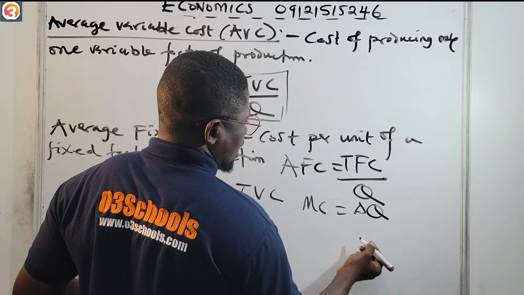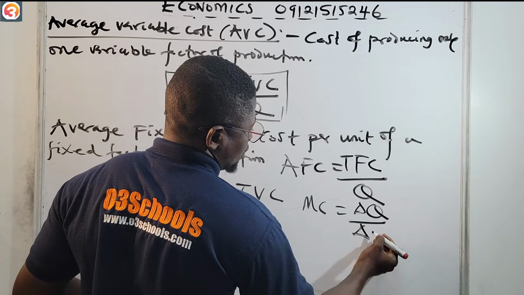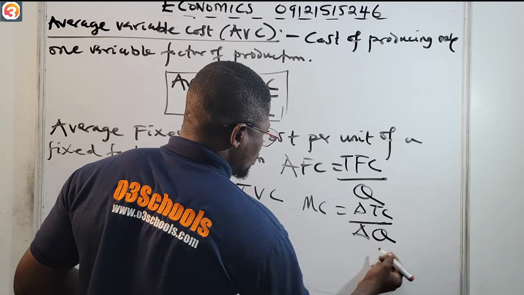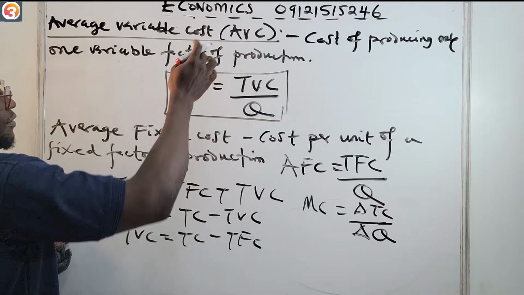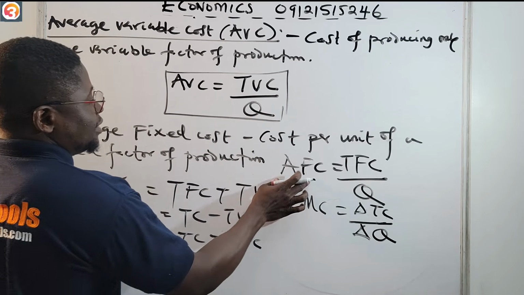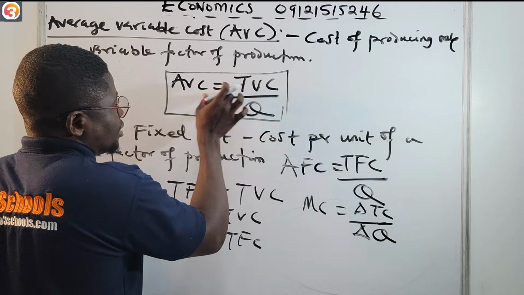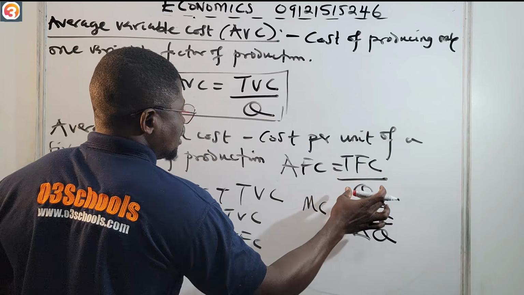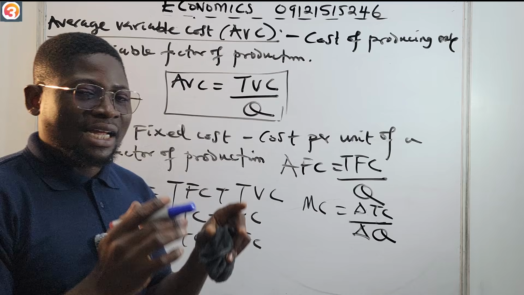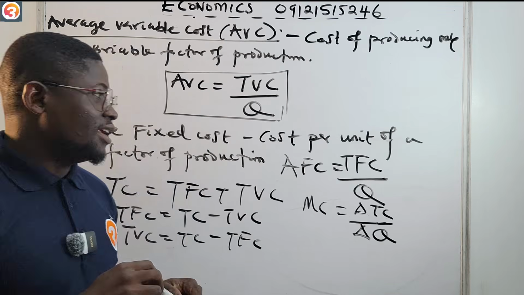We know that our marginal cost, MC, is change in total cost over change in Q. Then we have our average variable cost, TVC over Q, and average fixed cost, TFC over Q. So we have all our formulas. You should keep them handy and know them. They are very, very important.